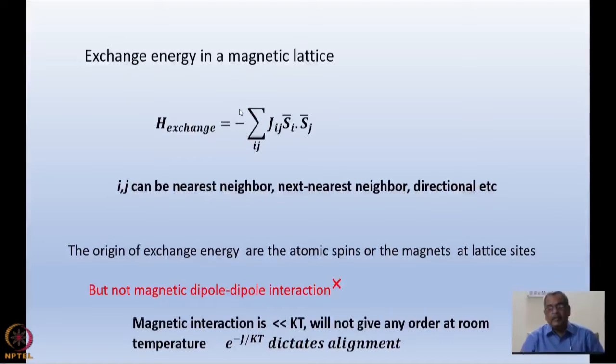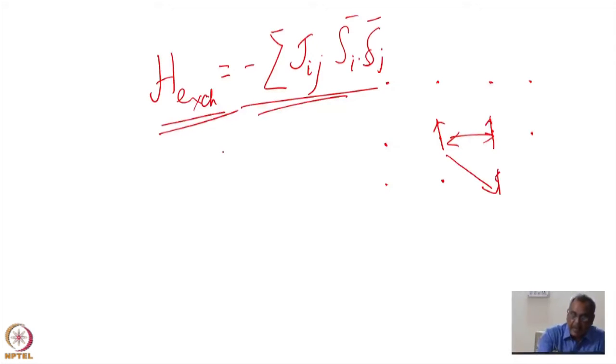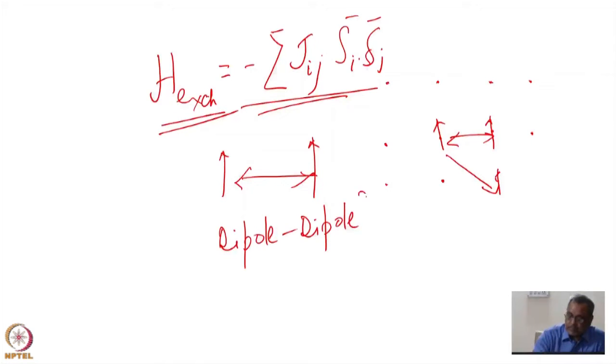there are atomic spins, so the question comes, is it a dipole-dipole interaction? Because I can understand that in a lattice at one site there is one magnetic dipole, and then at another site, maybe nearest neighbor, maybe next nearest neighbor, there is another dipole. And is it a dipole-dipole interaction? And the answer is no.